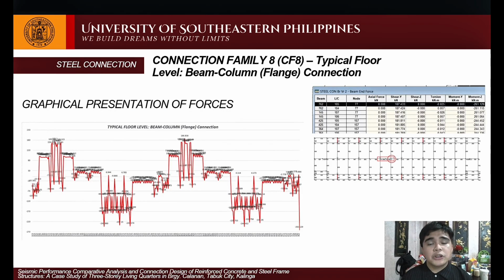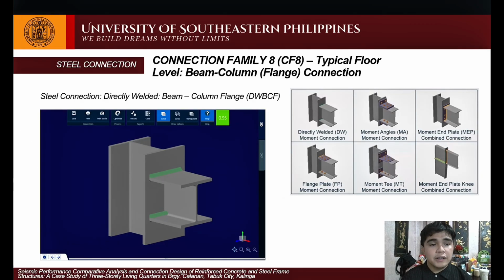We have here connection family number 8 with the typical floor level beam column flange connection with a graph and the location of the representative beam. We have here the details of the directly welded beam column flange with a utilization ratio of 0.95.